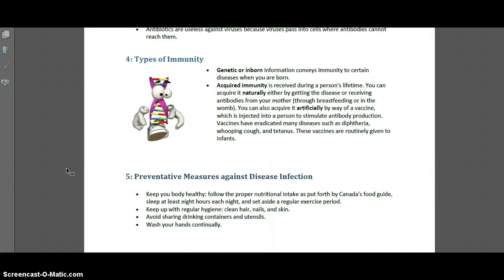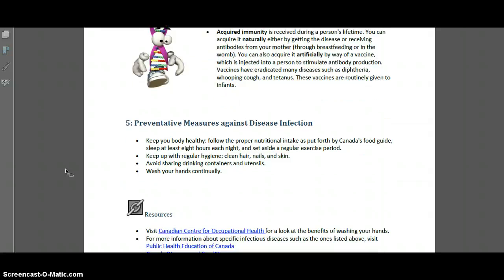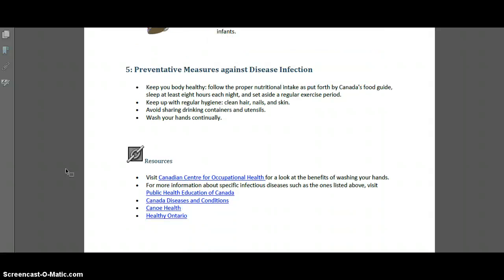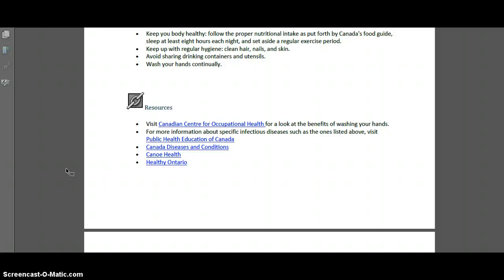Immunity means you cannot get the disease, and there's a couple different ways to obtain immunity. Preventative measures, so to decrease your likelihood of catching this disease. Now what I want to point out to you is there are several blue links in this PDF. You've seen these blue links before. They'll take you to a website on the internet.